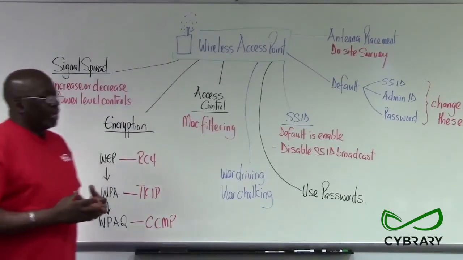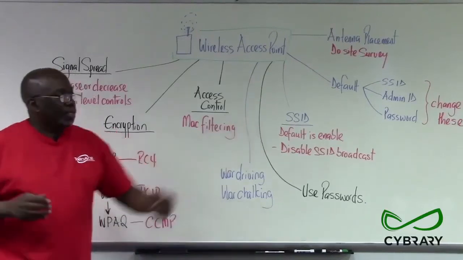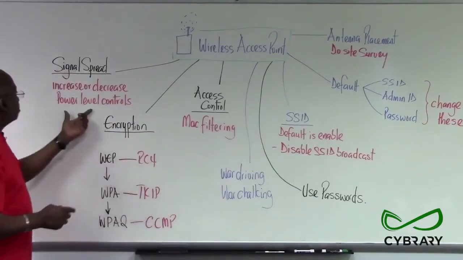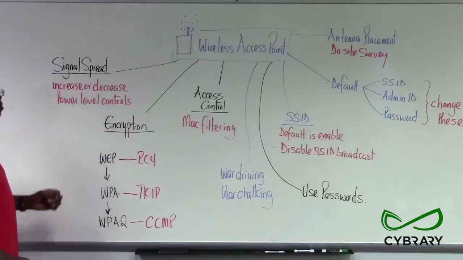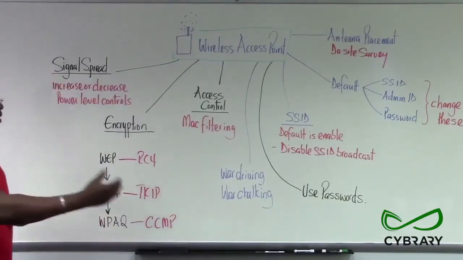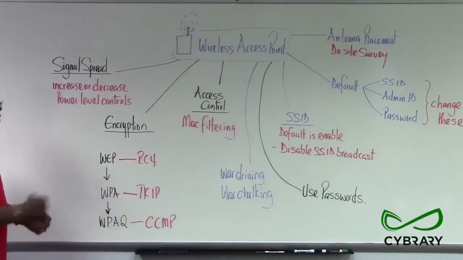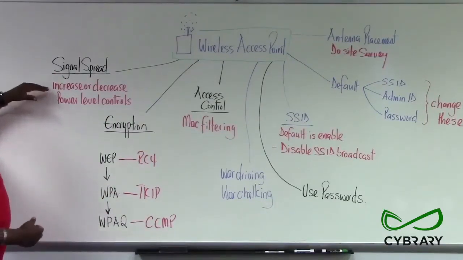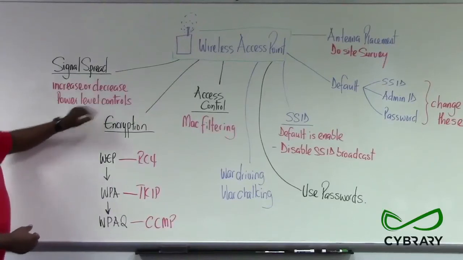It could also be that the signals are going too far. To reduce the spread of the signals, you decrease the power level controls. So where the question says, what do you do to alter your signal spread? To alter your signal spread, you could increase or decrease the power level controls.